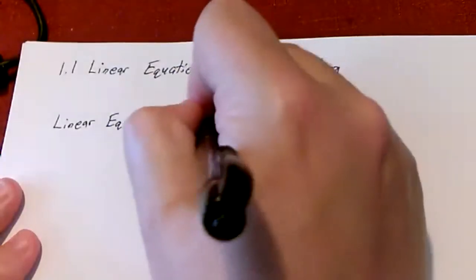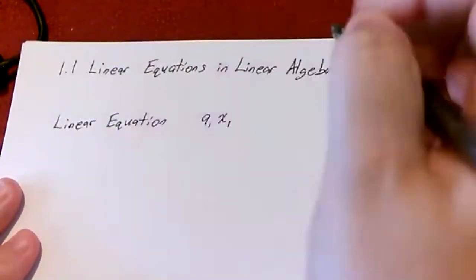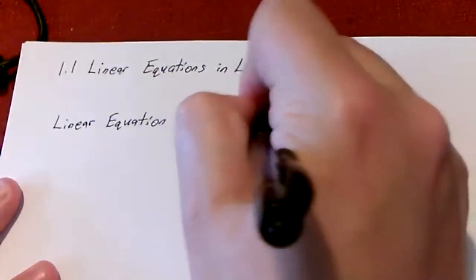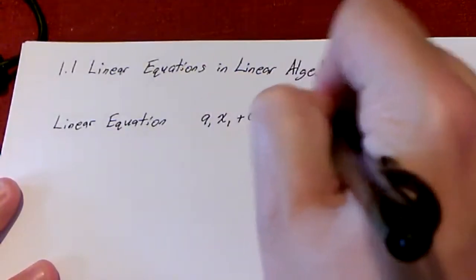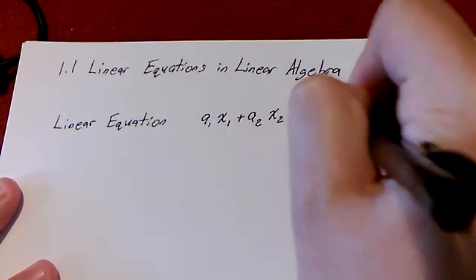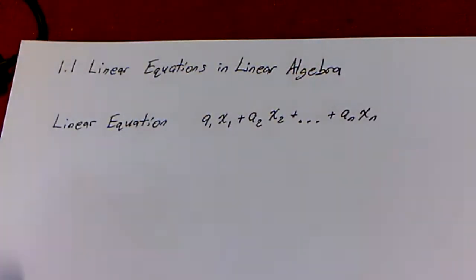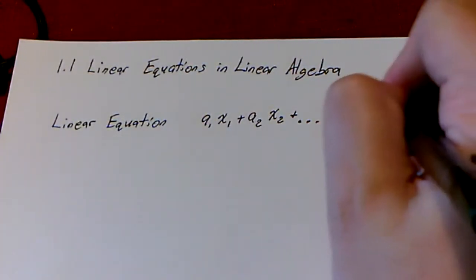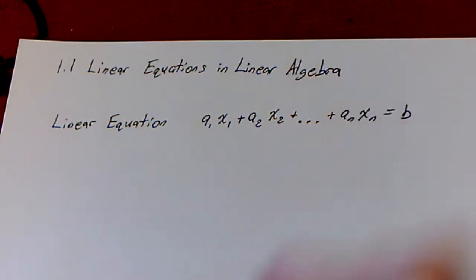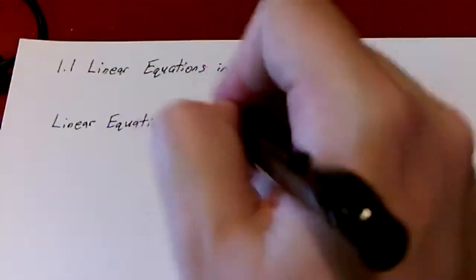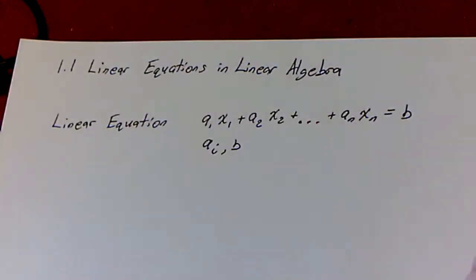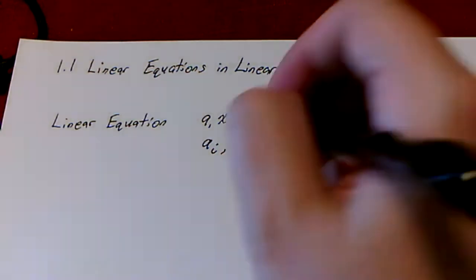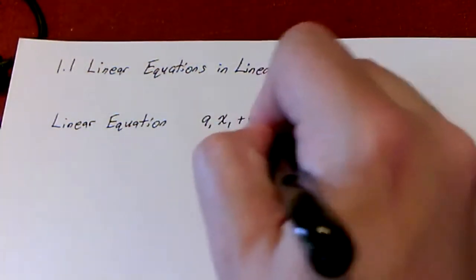has a form that's going to be a coefficient times a variable, so a1 x1, add that to another coefficient times a variable, and do that as many times as needed. Then it ends at some a sub n, x sub n, and then we will set that equal to another coefficient, which we will call b. Each one of these coefficients, the ai's or b, can be real or complex.